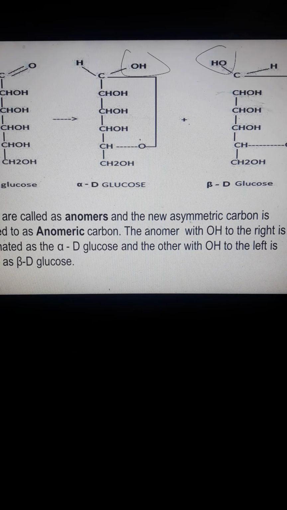Okay. Example, this one. These are called anomers. This is not the asymmetrical position of the carbon atom; it refers to the anomeric carbon atom. So the anomer with the OH to the right is alpha D glucose, while the other with the OH to the left is known to be beta D glucose. Okay, so this is the rotation. Once it rotates to the left or to the right, we can say that right is alpha and left is called beta D glucose. So it is found at the first carbon atom, the alpha carbon atom.